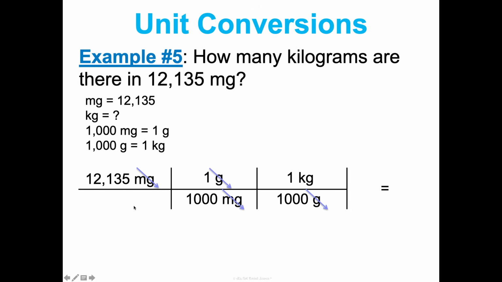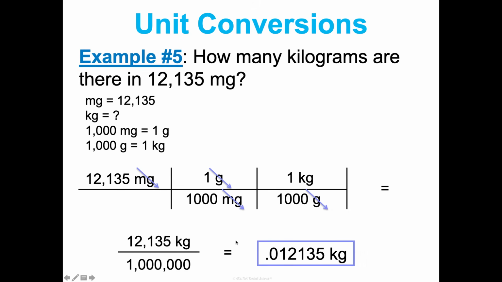So now I multiply across the top, 12,135 times 1 times 1. And then I multiply across the bottom, 1,000 times 1,000, which is 1 million. And then I'm going to divide here, and I get 0.012135 kilograms in 12,135 milligrams. Those are the same thing.